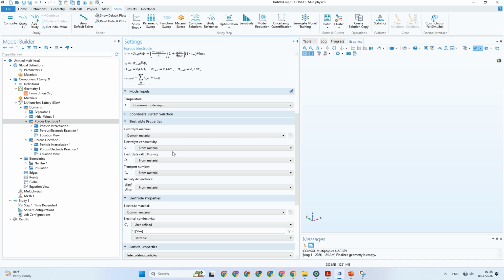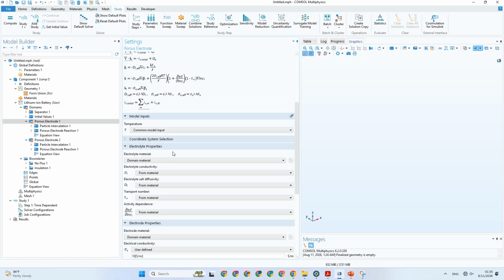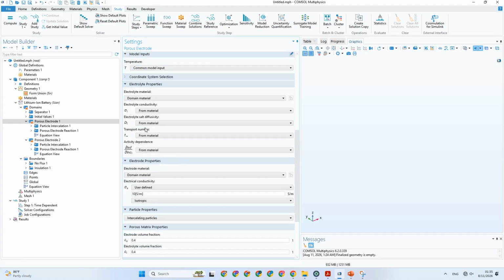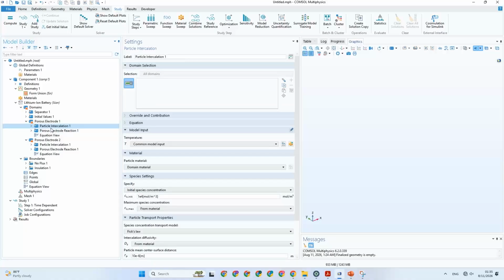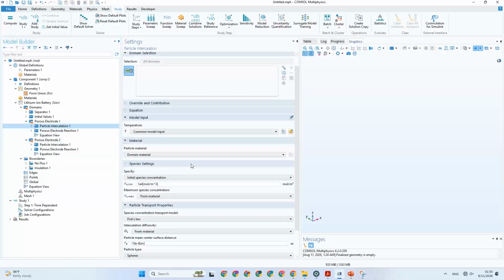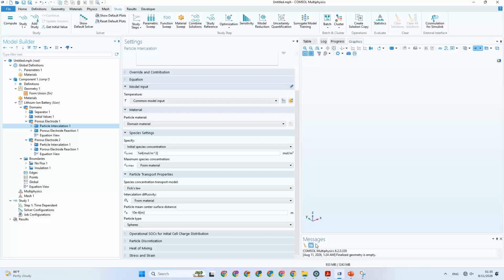Oh, nice. Here we have many parameters, many variables, and here we have particle intercalation that I saw in the paper, and let me show you particle intercalation. I saw that.